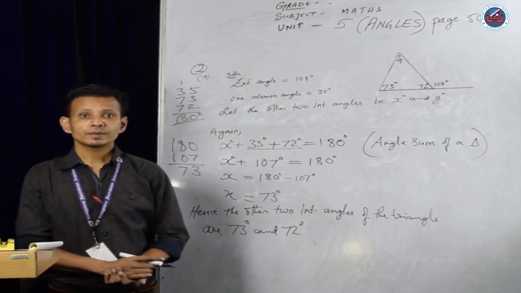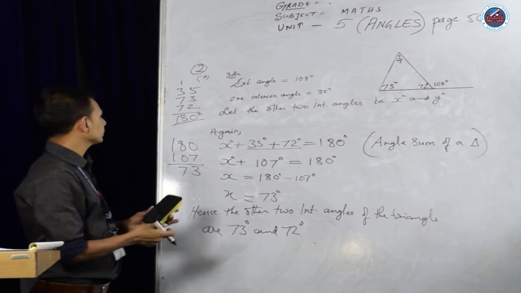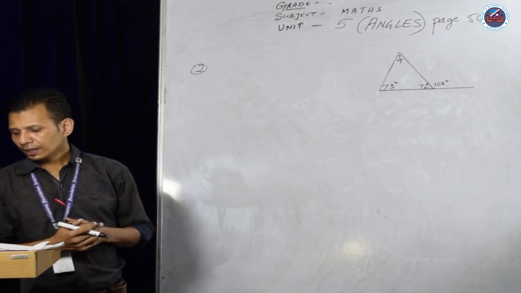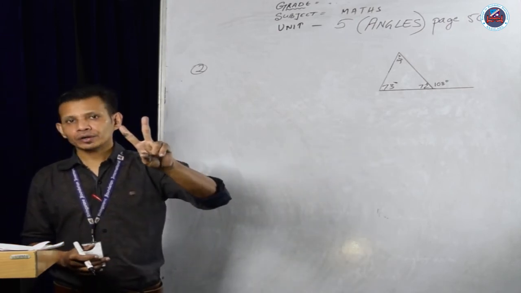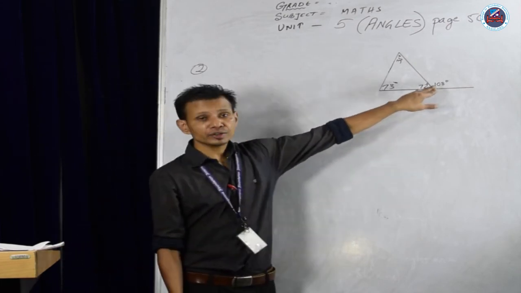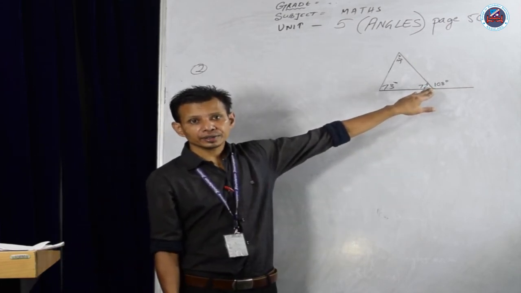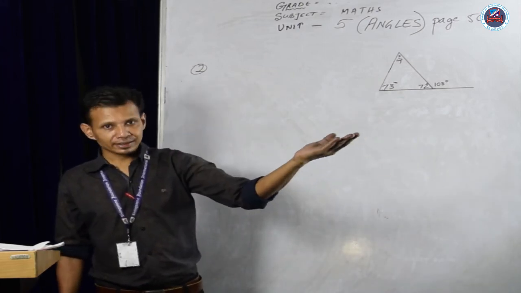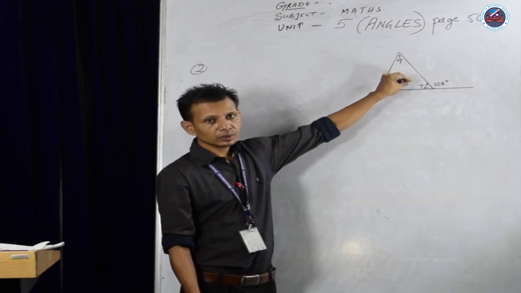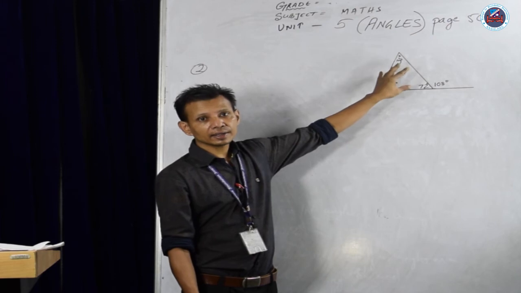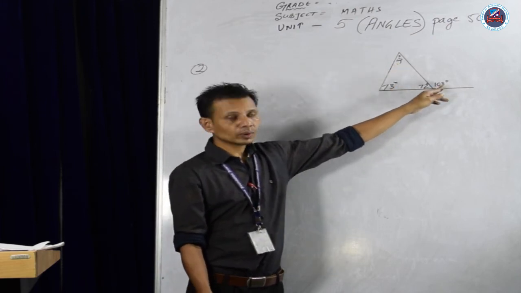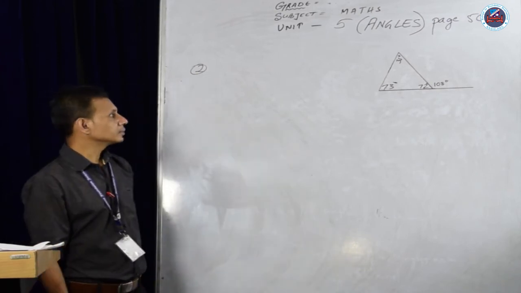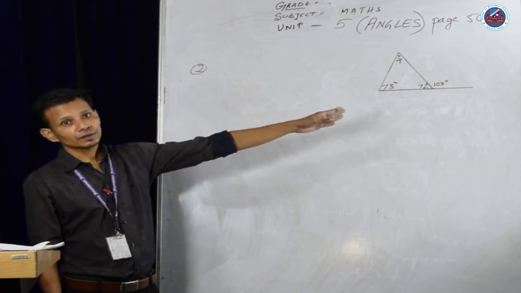Okay. Now let's do question number B. Well children, question number B says, work out the size of the other two exterior angles. One exterior angle is given, 108 degree. Find out the other two exterior angles. Exterior angle means outside, not inside. Inside the triangle, we call it interior angle of a triangle. And this outside 108 is called an exterior angle. Okay. Find out the other two exterior angles. One we know, 108. Find out the other two.